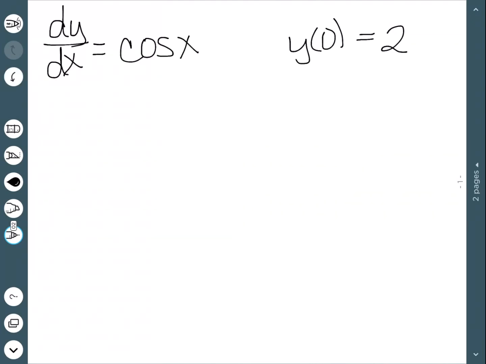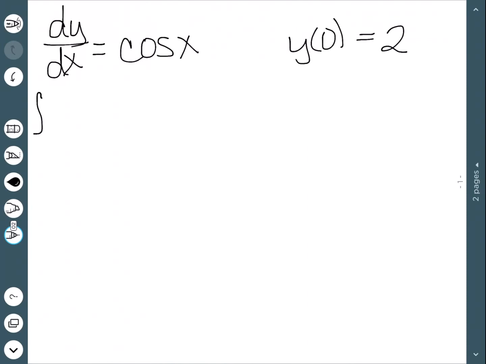To talk a little bit more about solving a particular type of differential equation called separable differential equations. And the best way to do this is going to be through examples. So let's start doing some examples. I have dy/dx equal to cosine x.